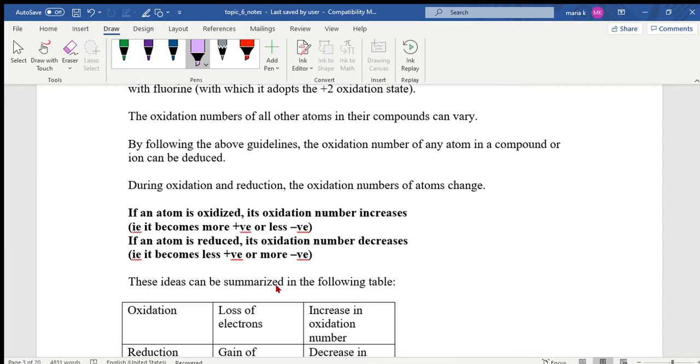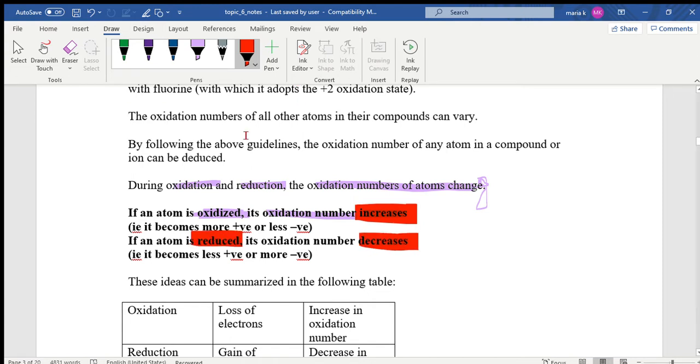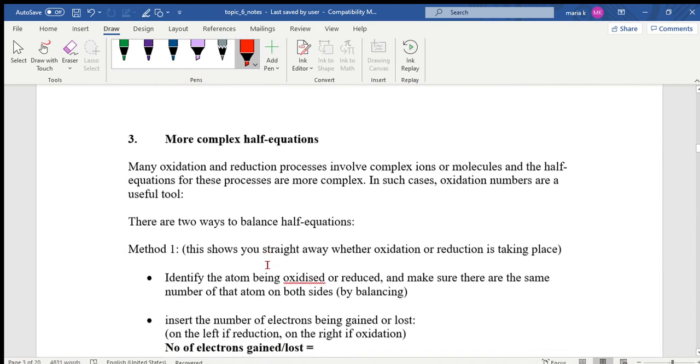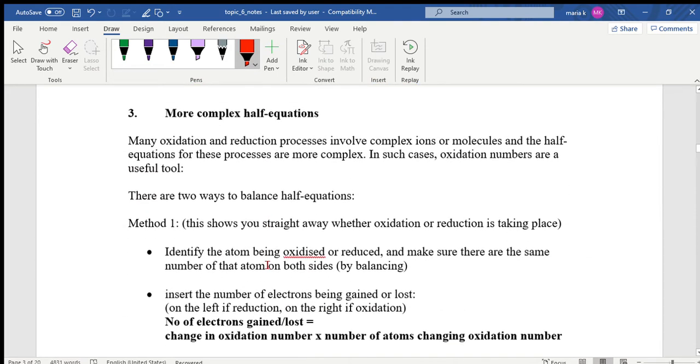So during oxidation and reduction, the oxidation numbers of atoms change. If an atom is oxidized, its oxidation number increases. That's incredibly important. However, if it's reduced, it decreases from the left side of the reaction to the right side of the reaction. So let's keep reading.